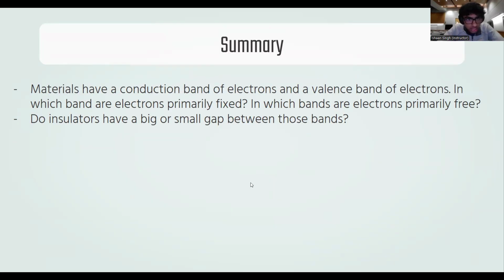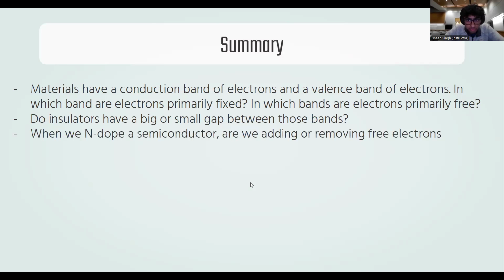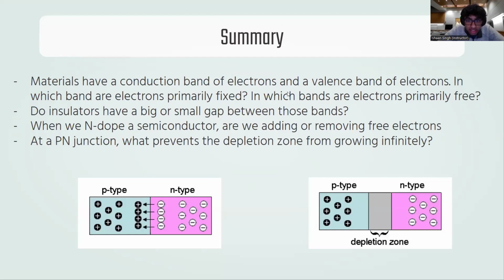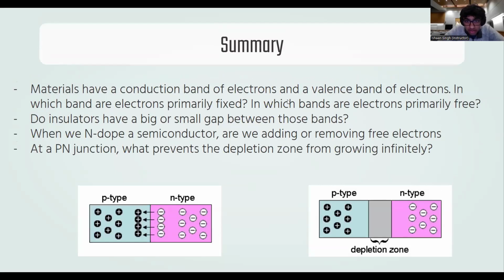When we n-dope a semiconductor, are we adding or are we removing free floating electrons? Adding, exactly. And at a p-n junction, here's a bit of a tough question. What prevents the depletion zone from just growing to infinity? Why can't it just grow to the entire size of the p-n junction?